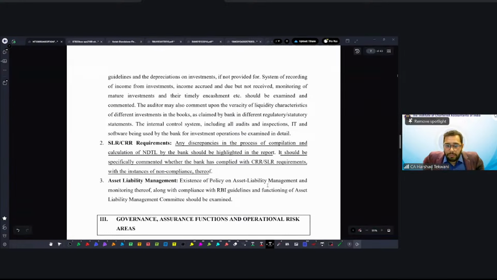How will you do this? If you have to report this, how will you do this? Anyone? Simple question. In order to report this, as a statutory central auditor, how will you perform the audit procedures, and what will you do to report on this point?